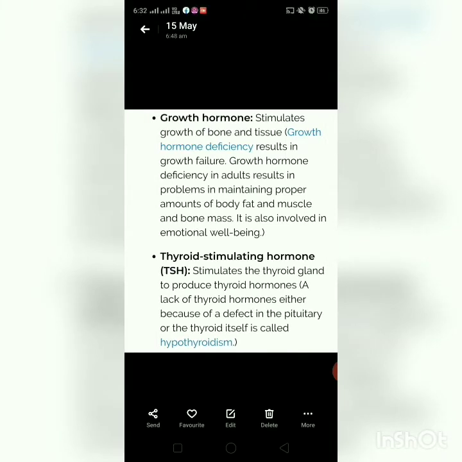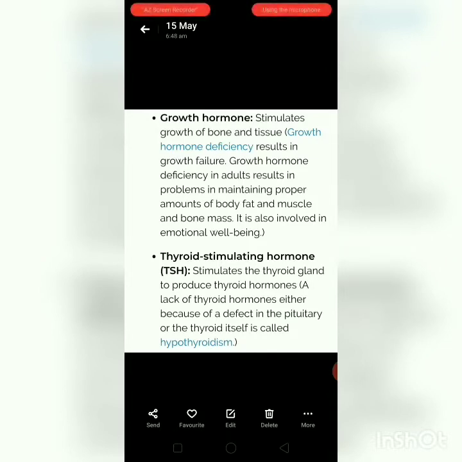Growth hormone. The anterior lobe of the pituitary gland produces growth hormone, which stimulates the growth of bones and tissues. Growth hormone deficiency results in growth failure. Growth hormone deficiency in adults results in problems maintaining the proper amount of body fat, muscle and bone mass. It is also involved in emotional well-being.